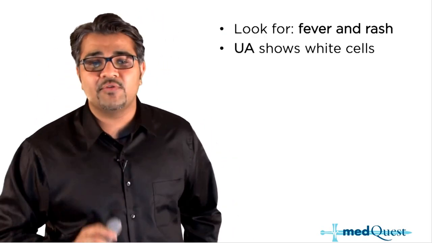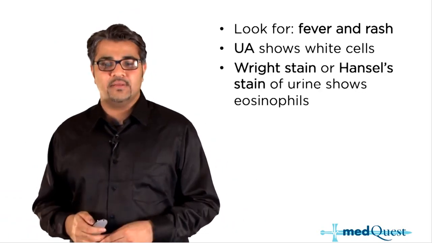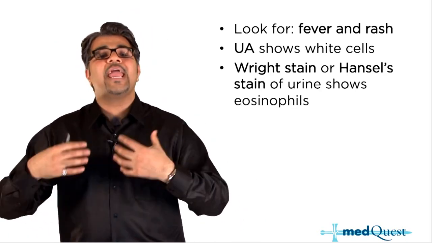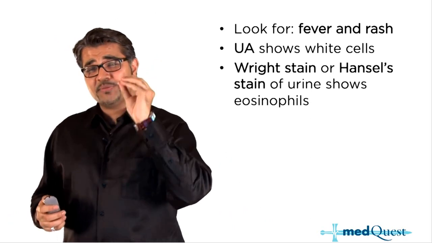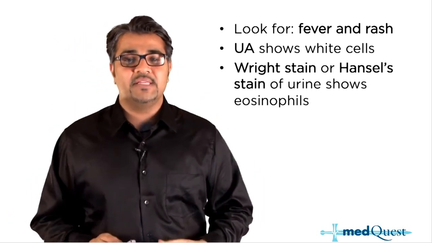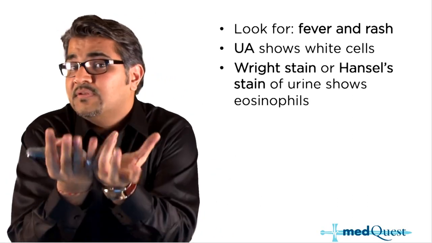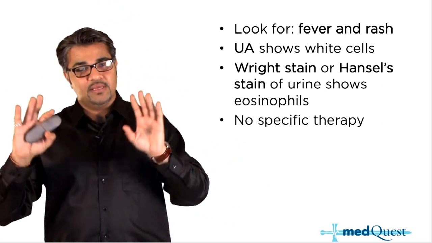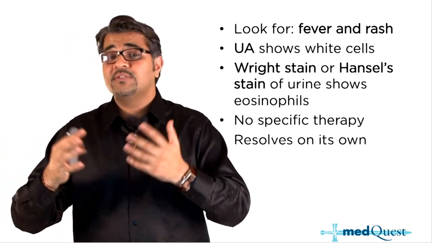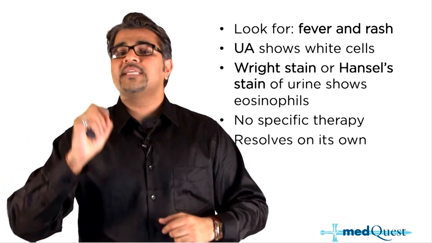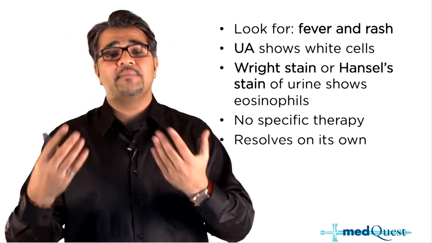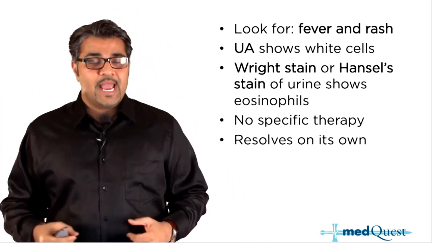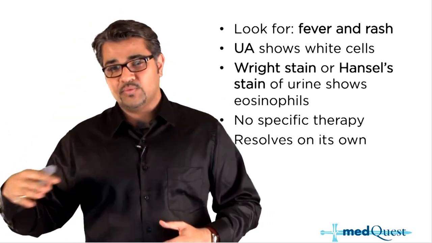So what do you want to look for in a patient that has allergic interstitial nephritis? Well, you want to see BUN and creatinine going up, but you also must see a fever and a rash. The UA is going to show white cells. And when you do a Wright stain or Hansel stain, these are the two stains that are very specific. They're going to show positive eosinophilia because it's an allergen, and eosinophils and allergies go together. No specific therapy, though. Get rid of the agent, and the therapy is just let it resolve on its own. If you remove, in this case, the piperacillin tazobactam, over time this person's renal function will start to climb, and over time the rash will dissipate and the fevers will go away.